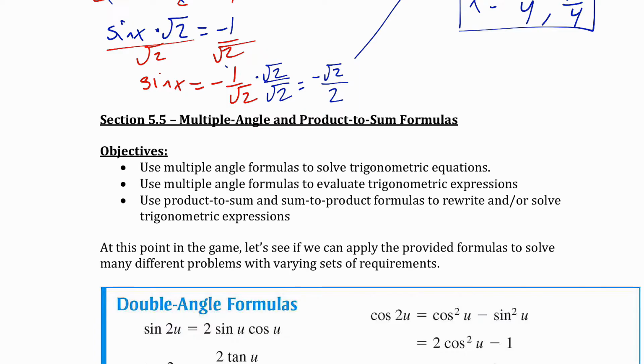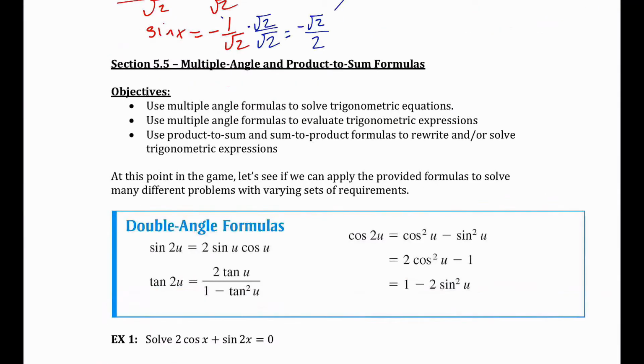So our objectives, our goals, are to use multiple angle formulas to solve trig equations. We're also going to use multiple angle formulas to evaluate trig expressions. And finally, we're going to use product to sum and sum to product formulas to rewrite and/or solve trig expressions. So lots of solving, lots of evaluating, all that good stuff.